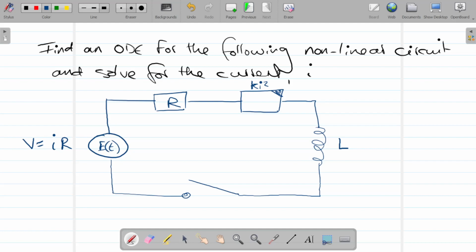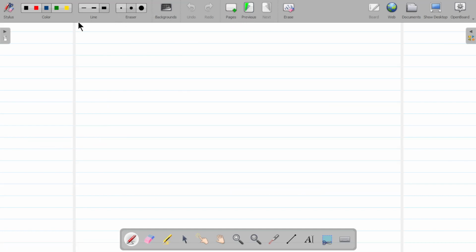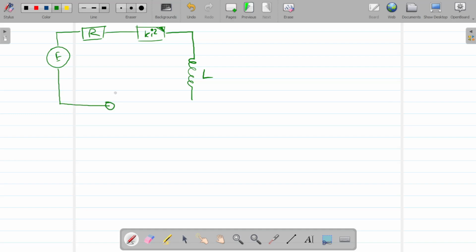So let's go on to another page and just draw this circuit again. We'll draw it in green. So we've got a voltage here, which is connected to a resistor and a non-linear device, which we'll call Ki squared, and that in turn is wired up to an inductor L, and then of course we've got a switch that connects the circuit like that.